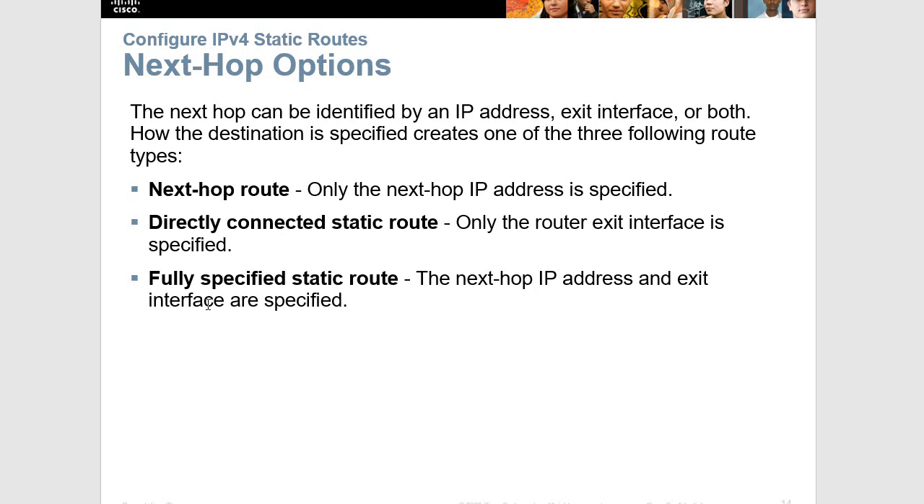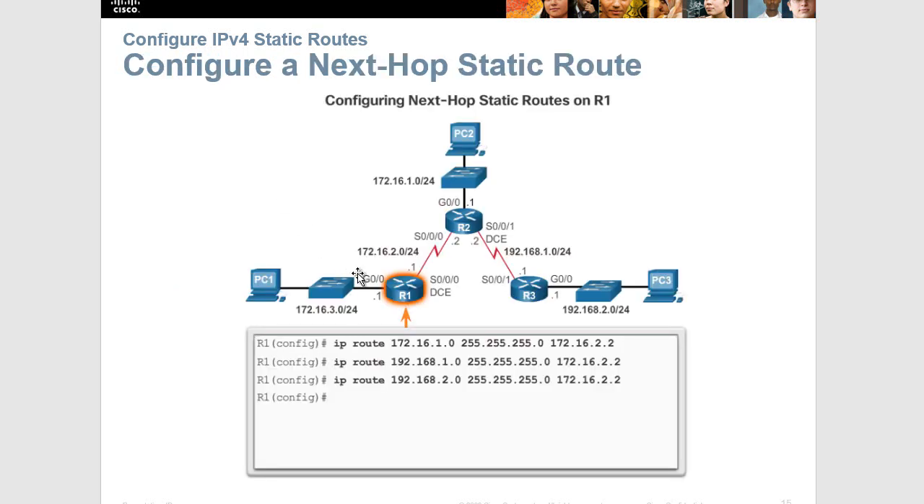You will need to use those in some situations, but generally speaking, the directly connected route is considered to be better than your next hop route in most situations. Okay, because we'll talk about the next hop route, but it has something called a recursive lookup that we'll discuss. Here's how the IP route command would look.